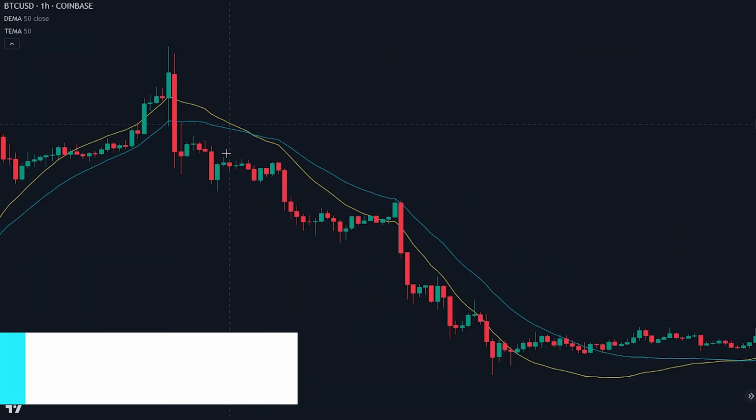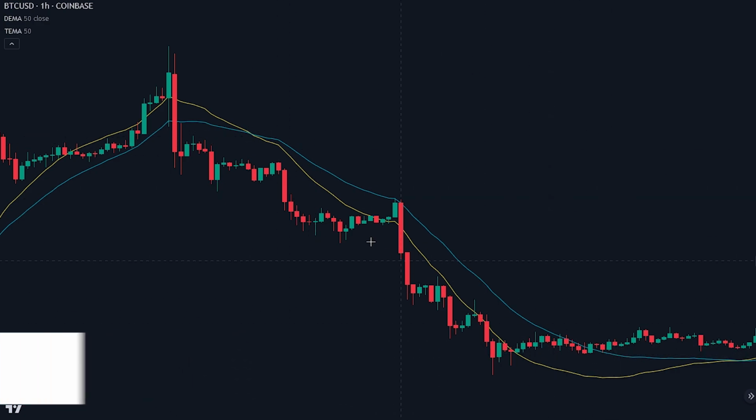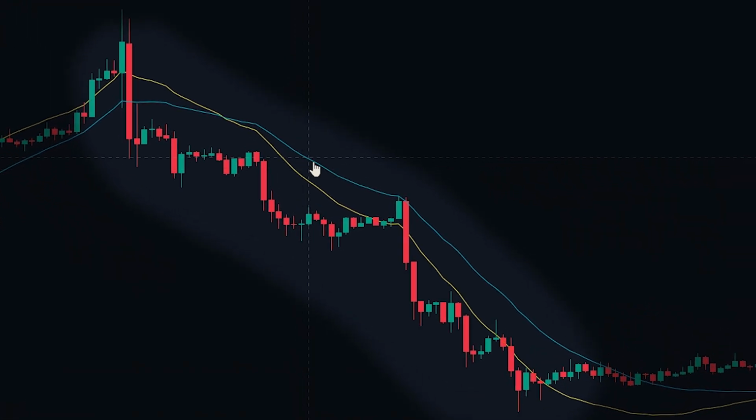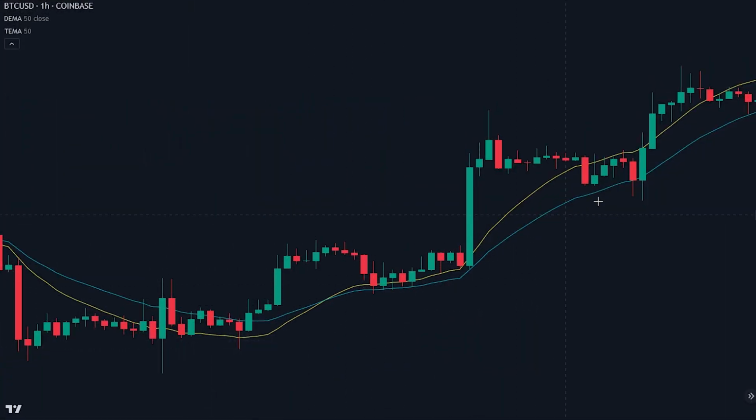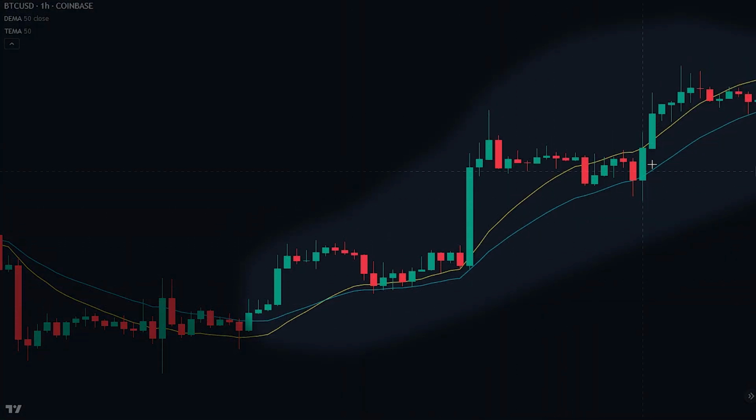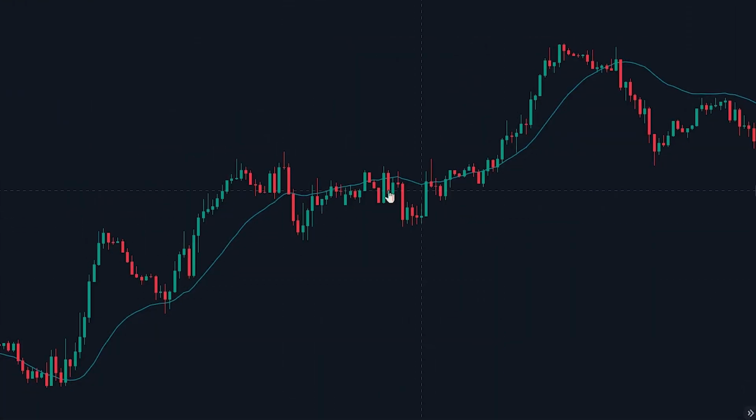The first method for using these indicators is by using trend analysis. The direction of the DEMA and TEMA show the overall market trend. As you can see here, both lines are moving in the downward direction, which means that the price is likely to fall even further. The opposite is true when the lines are moving in an upwards direction. As you can see, this is the case here, making it more likely for the price to continue in the upwards direction. You could also use a similar method by only using one of the zero lag moving averages.